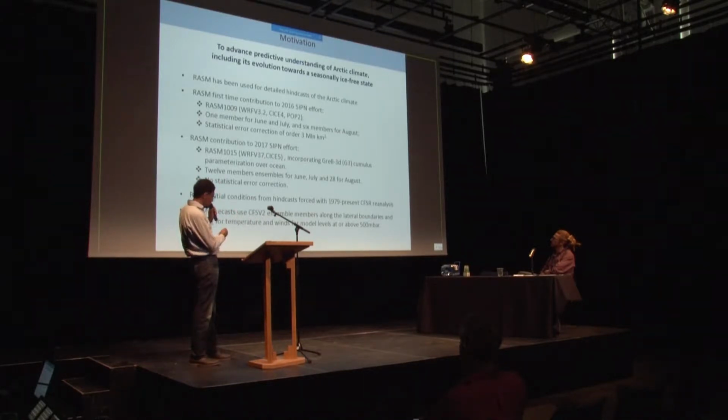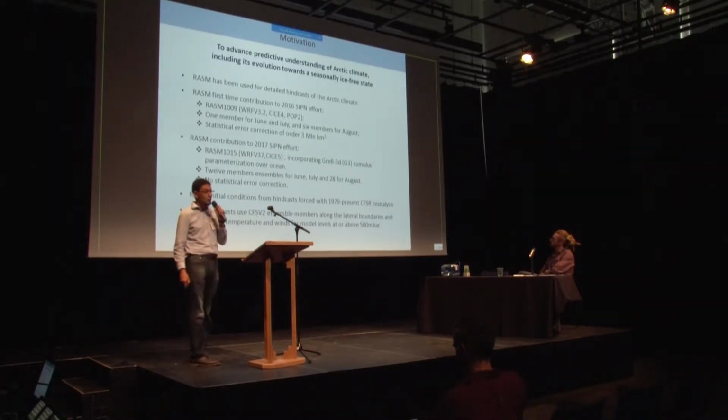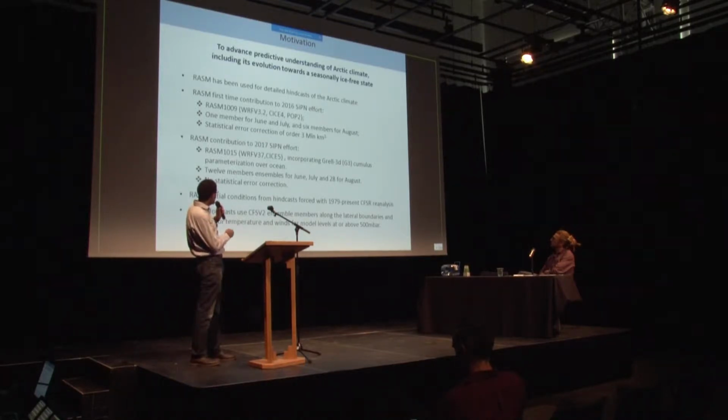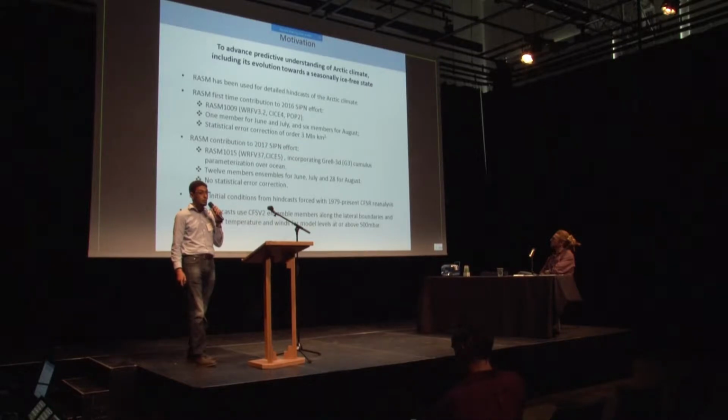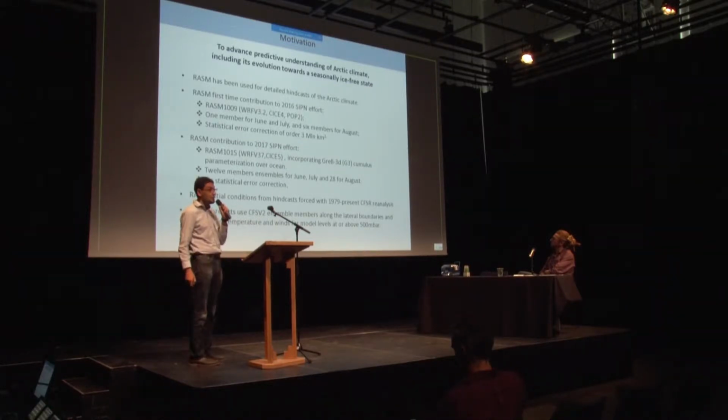For 2017, we repeated the same thing, slightly modified. We used RASM 1015, which includes WRF 3.7 and CICE 5, and it includes the Grell 3D cumulus parameterization with shallow cumulus turned on over the ocean. We had 12 ensemble members for June, including 3 root cases, July, and 28 for August. And we did not need statistical error correction because we thought our residual was already in the 500,000 square kilometer range, and the value looked way more reasonable than 2016, which is about 8 million.